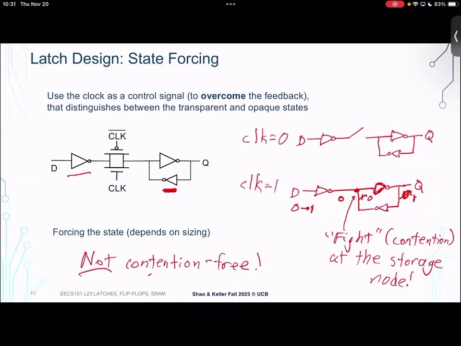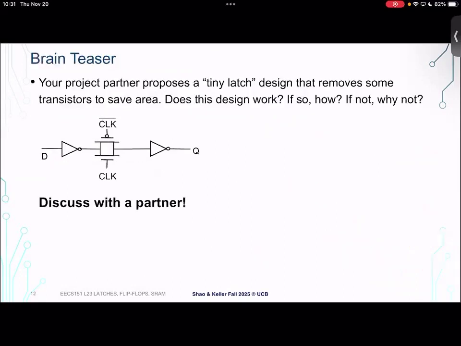Okay. Let's think about this kind of concept a little more. These are two latch designs that I've showed you. There are many more ways to build latches. We're only going to talk about these two today and one more, which I'm going to ask you to think about on your own. So please read this problem and then turn to a partner and talk about it.